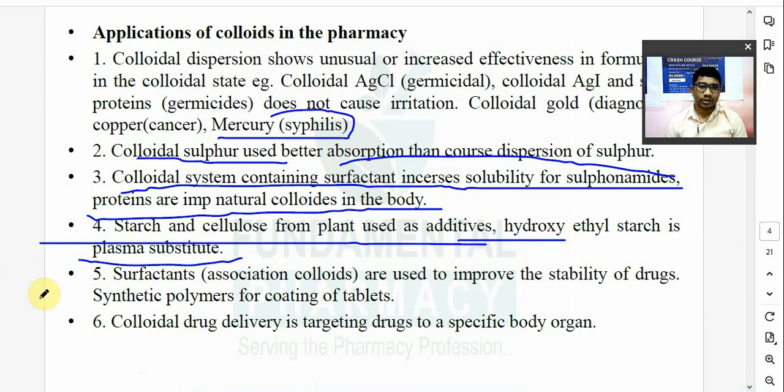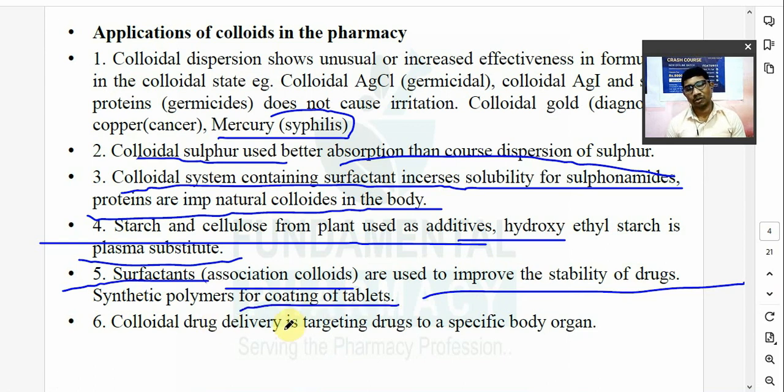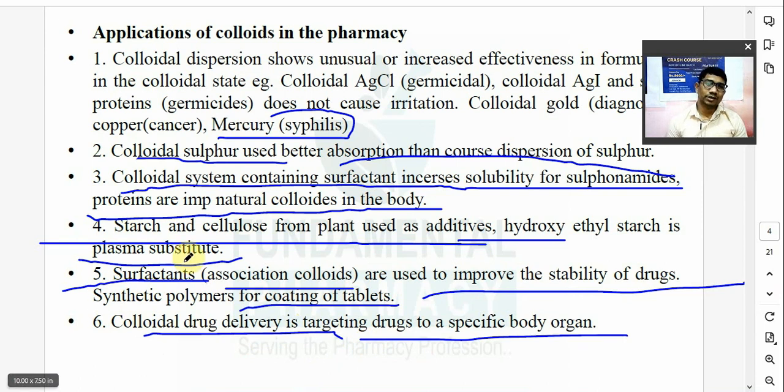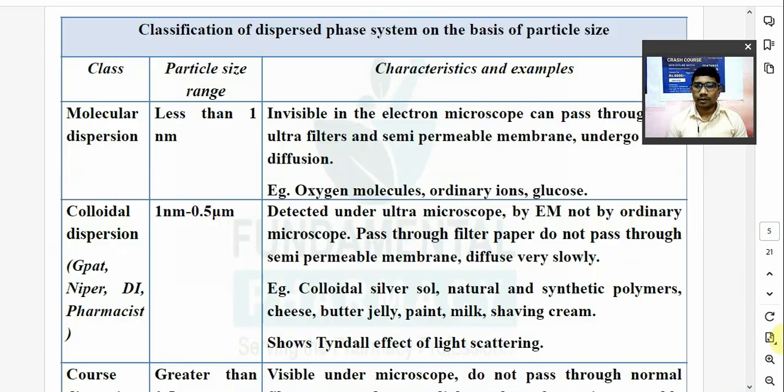Then surfactants will form an association colloid, known as an amphiphilic colloid. They are used to improve the stability of drugs. Synthetic polymers are also used for the coating of tablets. They are also colloids. They will also form a colloidal dispersion. Colloidal drug delivery is a new type of drug delivery, targeting a drug to a specific body organ. These are the applications of colloids. New applications we will see later.